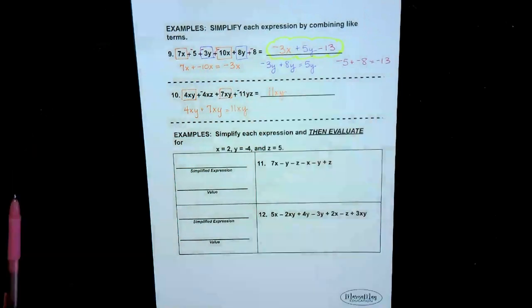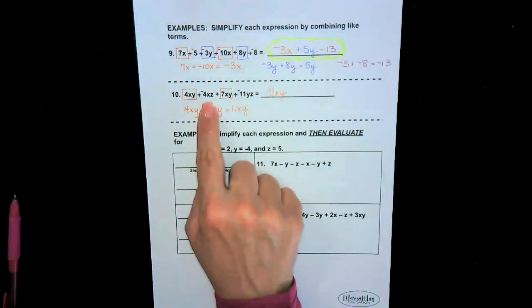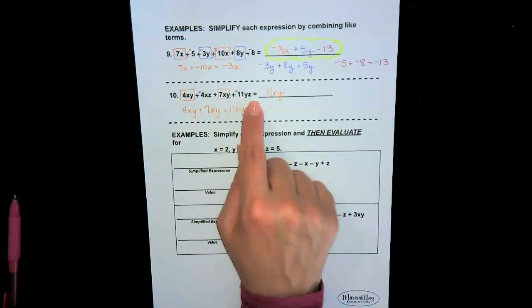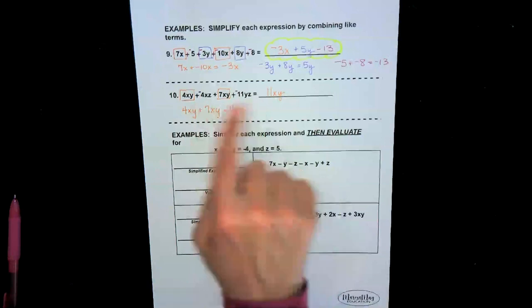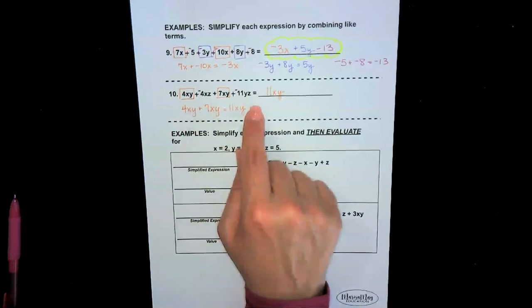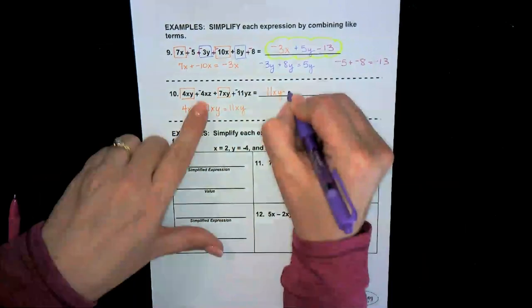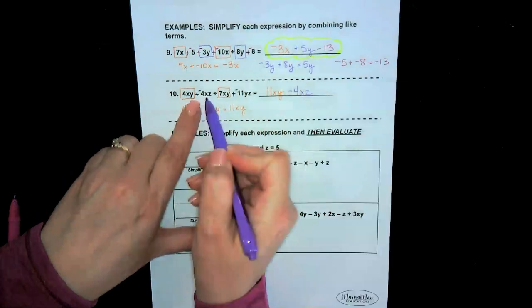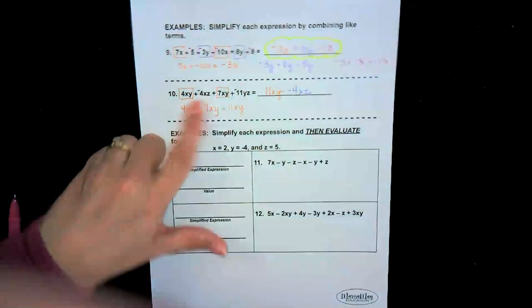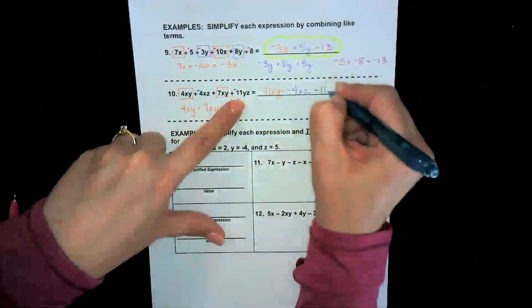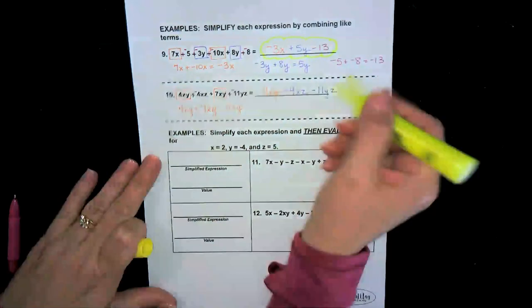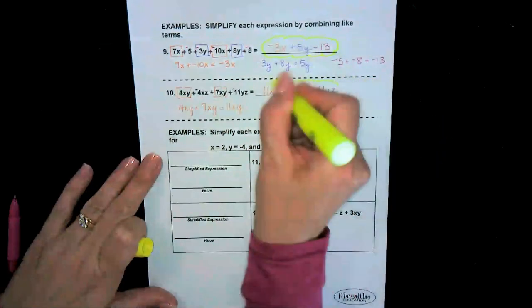Okay. Now look at the next two. This is a negative 4xz. This is a negative 11yz. Not the same variables. We cannot combine them. So what do we do with them? I'm glad you asked. We put them in the answer. So we put the minus 4xz from this one, and I put the minus 11yz from this one. And that's my answer. I cannot simplify that any further.